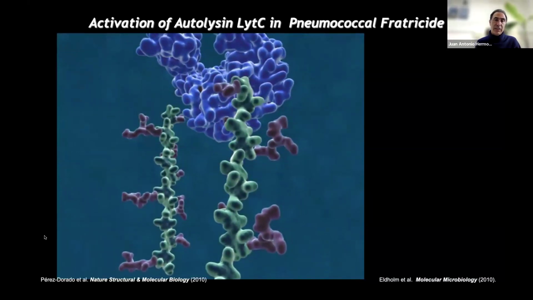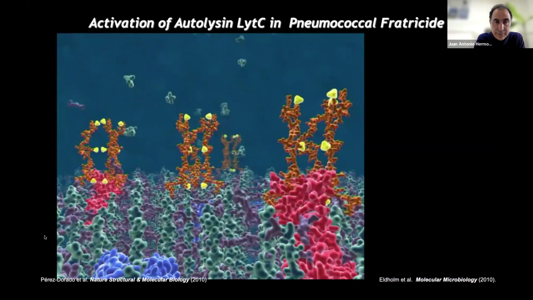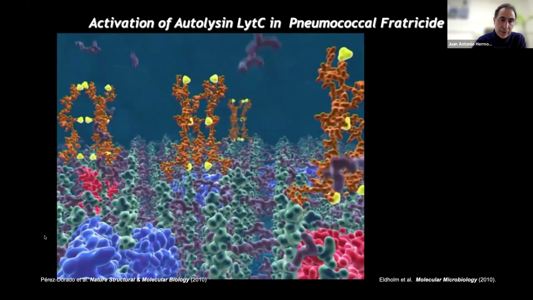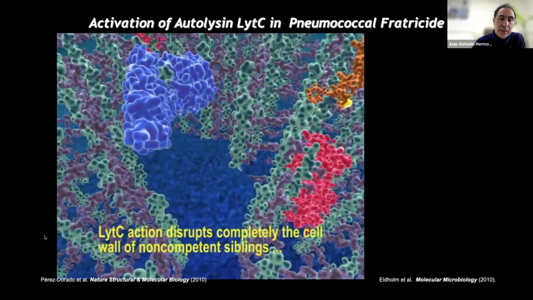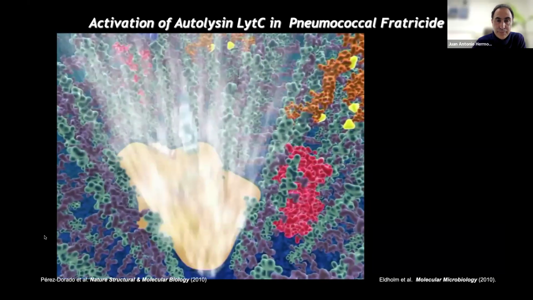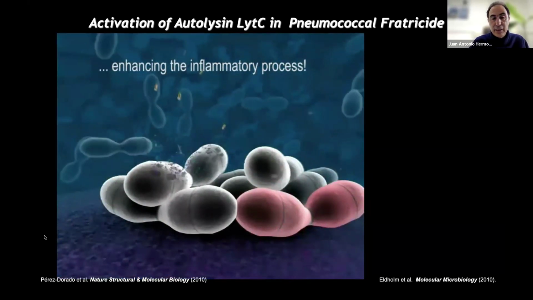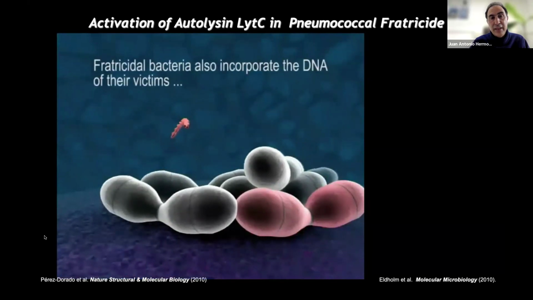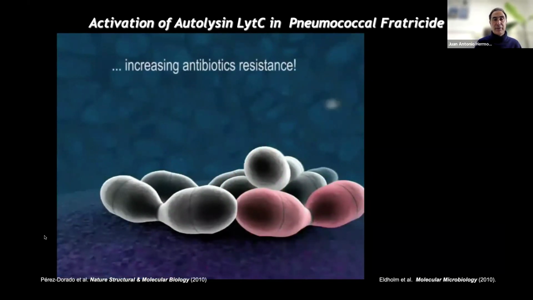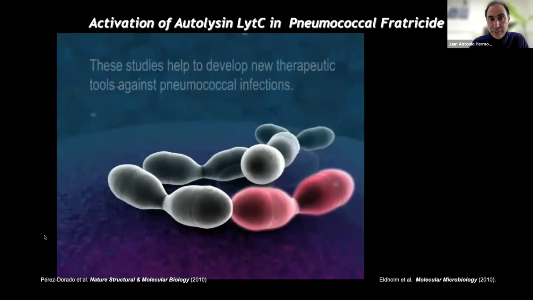As explained before, this framework is essential in order to preserve against the high pressure that is inside the bacteria. Creating these holes means the membrane cannot resist the pressure and explodes. This enhances the inflammatory process during infection, and importantly, the bacteria also release DNA that can be incorporated by the competent siblings, thus increasing antibiotic resistance. So this mechanism of pneumococcal fratricide is more or less well known.